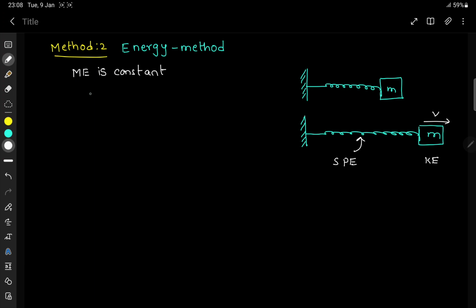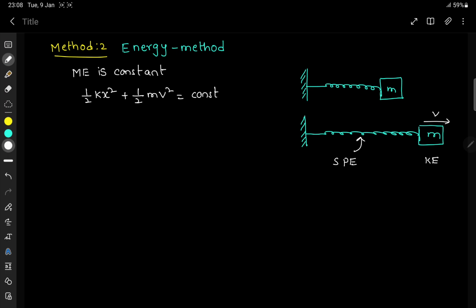What are the terms involved here? You can say potential energy plus kinetic energy. So what is the potential energy of that spring? Half k x square. What is the kinetic energy of this mass? Half m v square, which equals a constant.